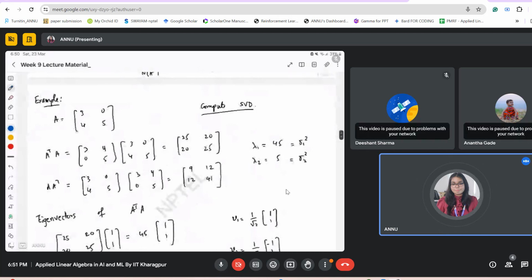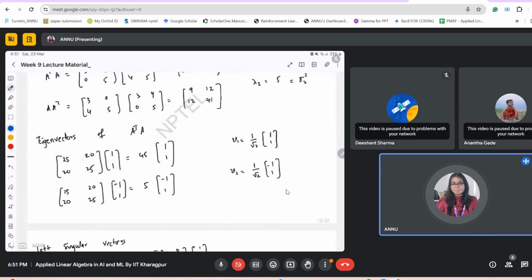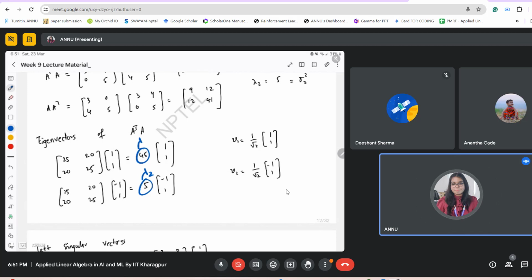So we can guess that v1 should be (1, 1) and v2 should be (-1, 1). How will you guess? Doing what operations will give you 45? Multiplying by (1, 1) gives 45 times the same vector, so this is lambda. Similarly, for lambda 2, it gives (-1, 1), the same vectors. So one eigenvector v1 is (1, 1) and v2 is (-1, 1). If you normalize to get the orthonormal property, we have to divide by the magnitude of v1, so this is 1 by root 2 times v1.